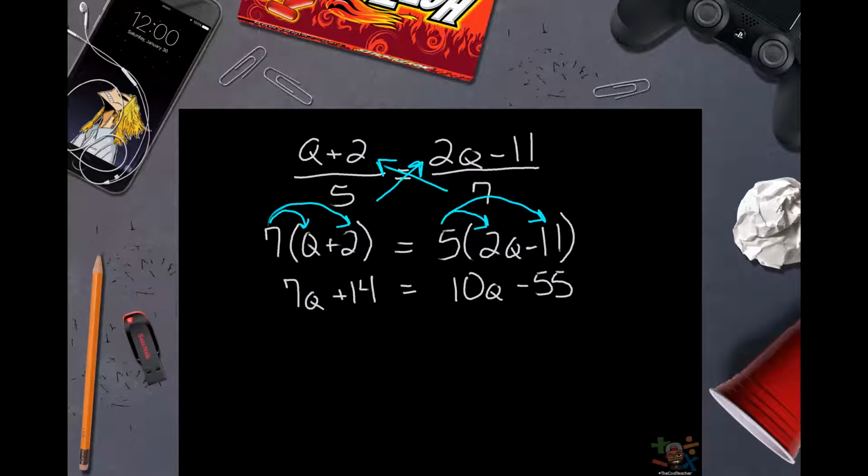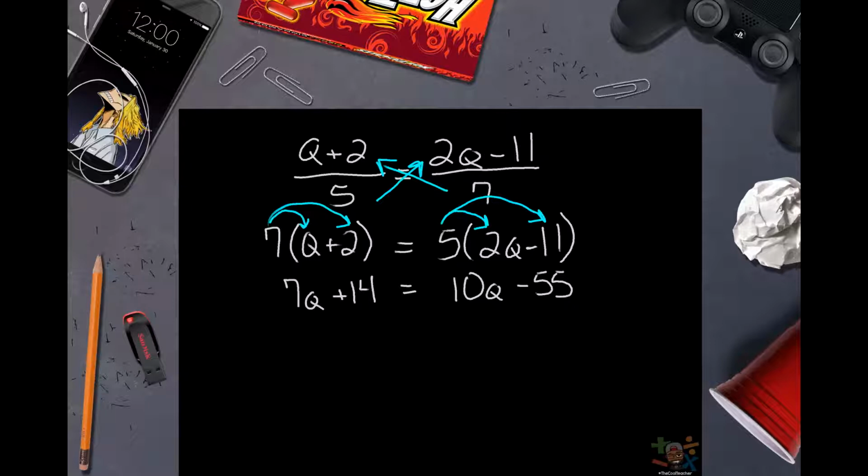The first thing I'm going to do is, I always want just one variable when I'm solving an equation. Since I only want one variable, I'm going to get rid of the lesser variable. This side has 7Q, this side has 10Q. Well, 7 is less than 10, so I'm going to get rid of this one.